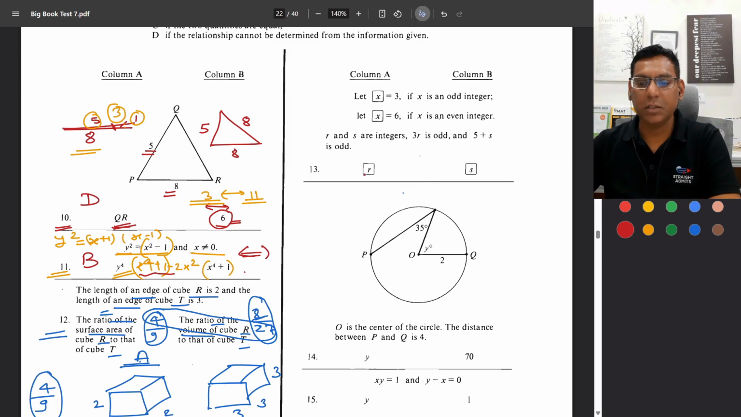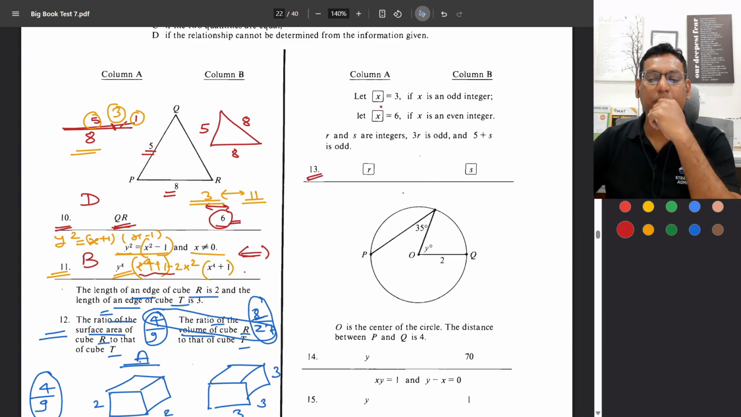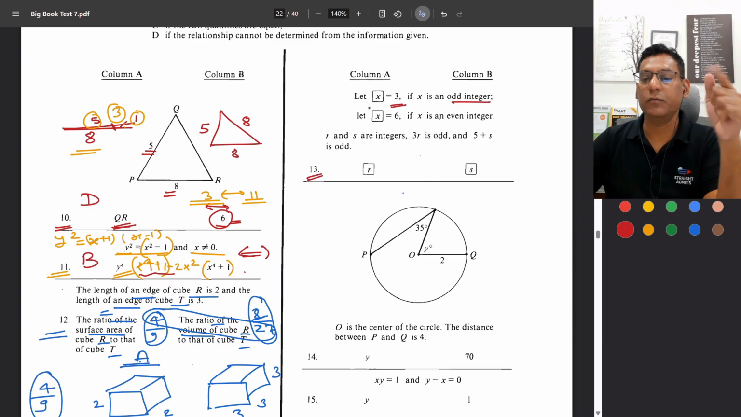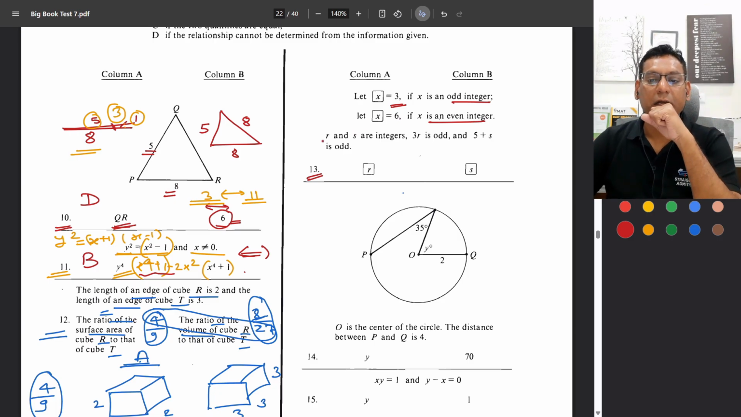Okay, question 13. Let box of x be equal to 3 if x is an odd integer. So whenever x is odd, box of x means 3, and whenever x is even, box of x is 6. Fairly straightforward function. R and S are integers, 3R is odd, and S plus 5 is odd.